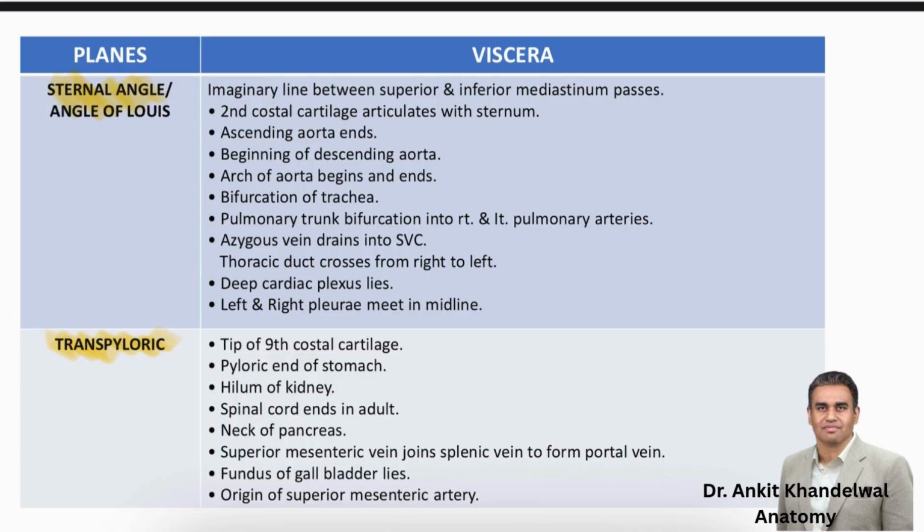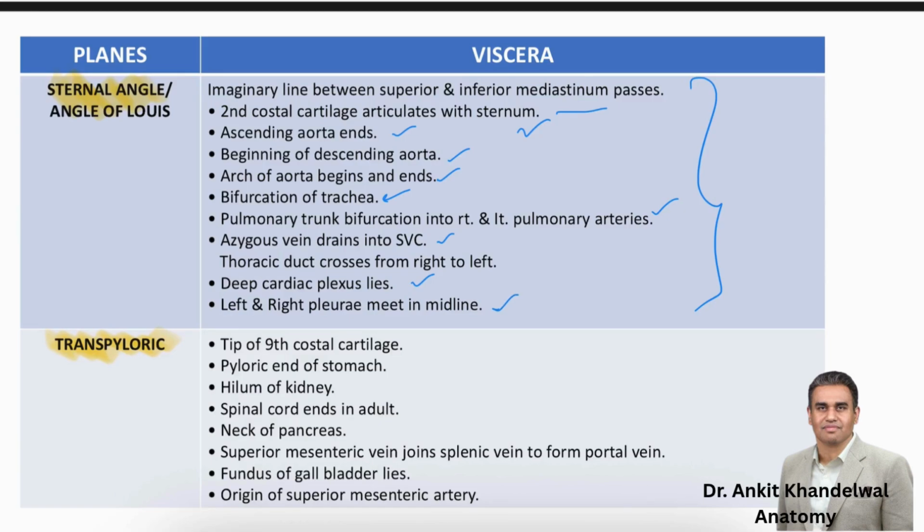The sternal angle is around T4, the T4-T5 body. The important features which appear are: the two parts of the mediastinum meet; the second costal cartilage articulates with the sternum; the descending aorta begins and the ascending aorta ends, so the arch of the aorta begins and ends. Bifurcation of the trachea is normally given here, but it lies around one vertebral level below. The pulmonary trunk divides into right and left pulmonary arteries. The azygos vein drains into the superior vena cava. The thoracic duct crosses from right to left side. Here the deep cardiac plexus lies, and the left and right pleura also meet in the midline.